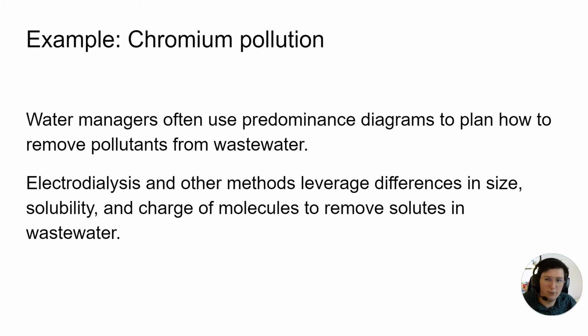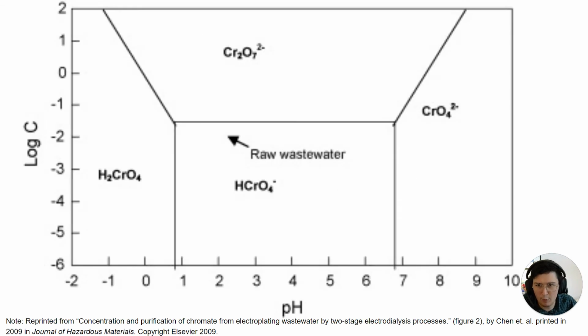And so what water managers will do is they'll use these predominance diagrams to try and leverage the differences in size and solubility and charge of the solutes and the forms that they're in to remove them from wastewater. So here is the predominance diagram for chromium. And you can see in raw wastewater, which is pretty acidic, there's a chromate here that is pretty soluble and very toxic, and we would prefer to have it out of our water.